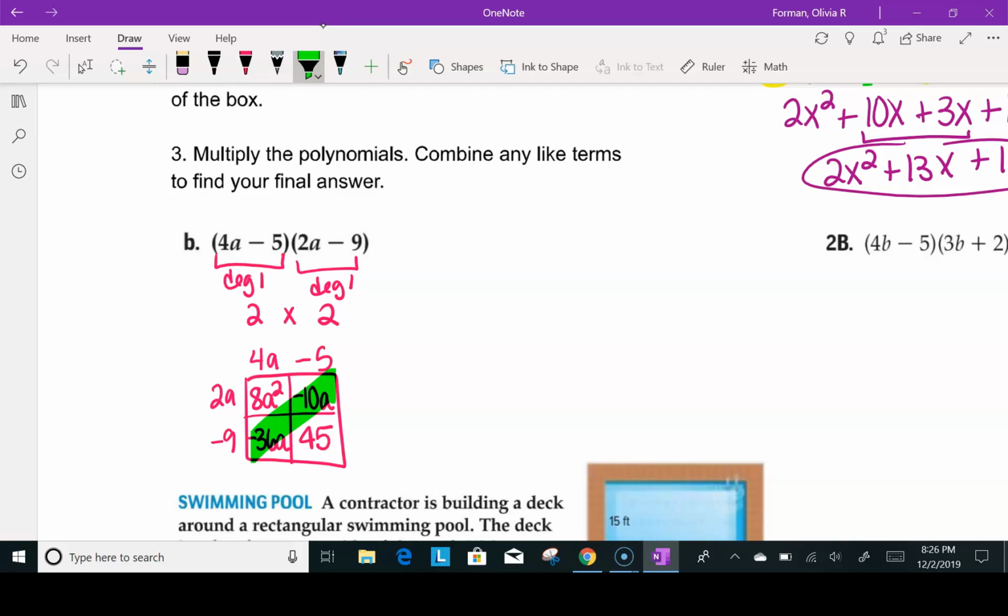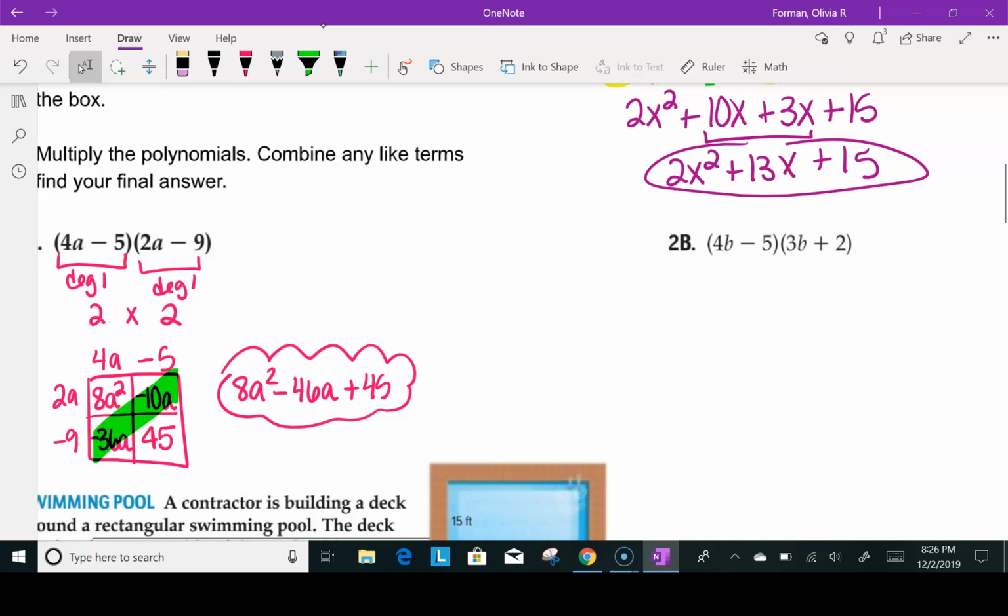Again, if we look at that diagonal, hopefully they have the same letter. That's the intention there. And so they do. We combine those like terms, 8a squared. Negative 36 minus 10 is negative 46a. Then we have plus that 45. Okay, so that's your box method.